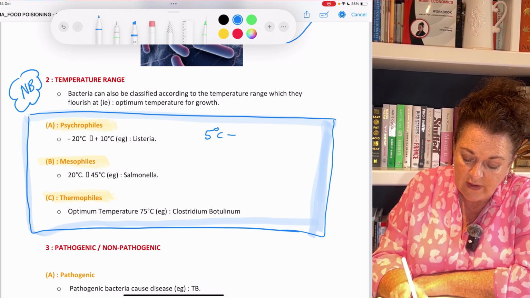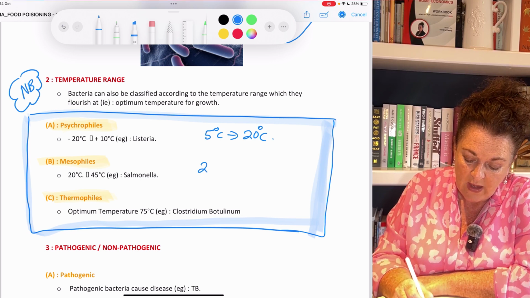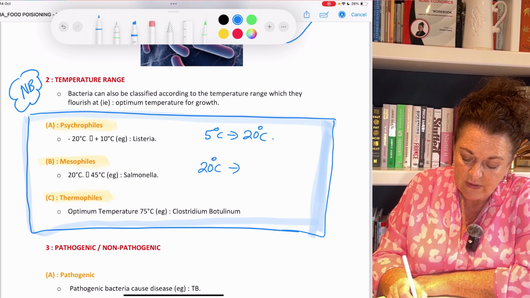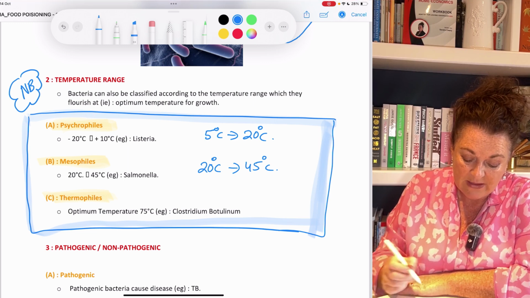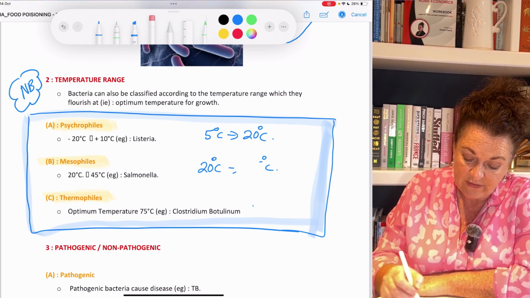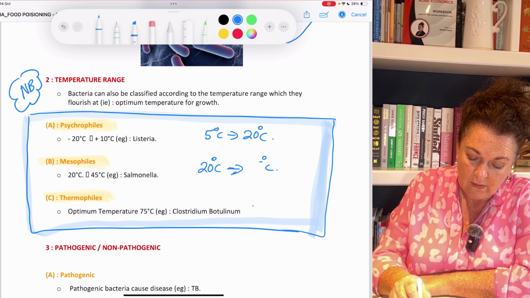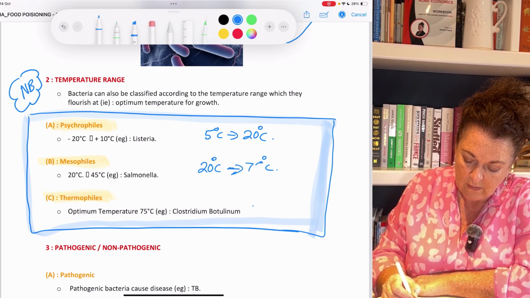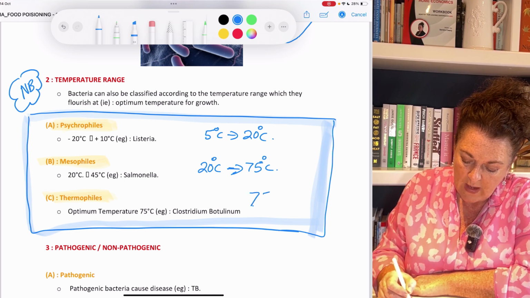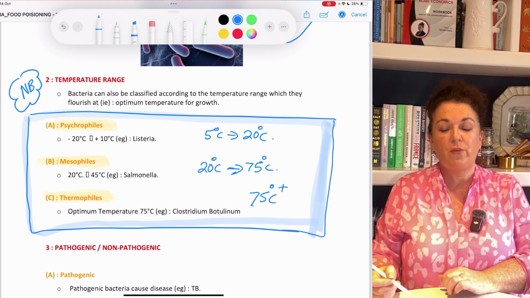Anywhere from 5 to 20, psychrophile. Anywhere from 20 to 45 would be a mesophile. And then, sorry, that should be 75. And then 75 plus, we have a thermophile.